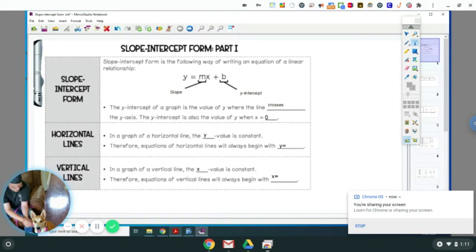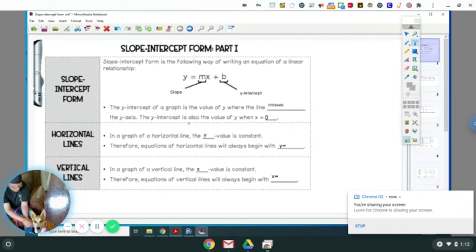The y-intercept of a graph is the value of where the line crosses the y-axis. The y-intercept is also the value of y when x is 0. So basically the y-intercept is where the line crosses the y-axis, hence intercept. Or if you're in a table, it's when x is 0. You can also have a horizontal line.